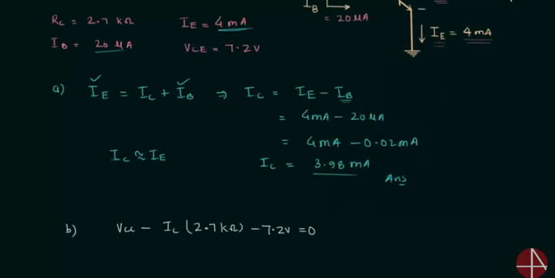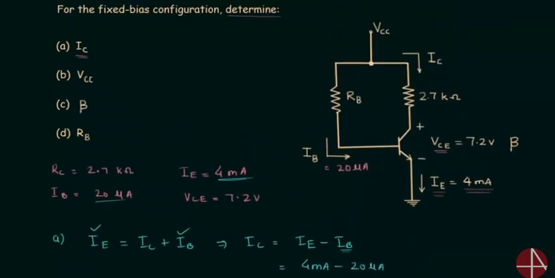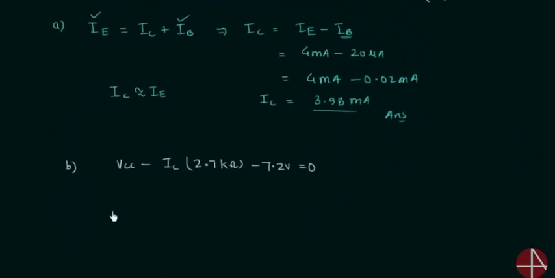You can see in this circuit we have VCC, then minus 2.7 kilo ohms multiplied by the current, that is IC, and then minus VCE equal to 0. The potential of ground is equal to 0 volts, and from this equation we can easily calculate the value of VCC, because we know IC, it is equal to 3.9 milliamps.